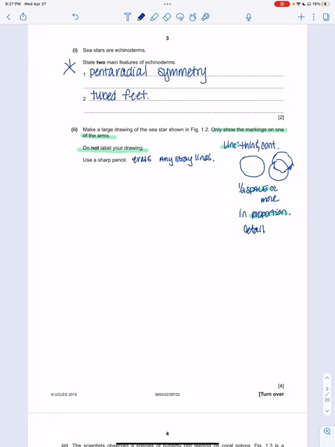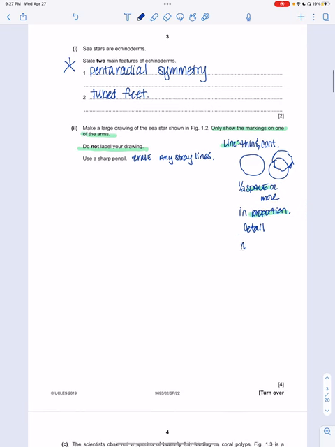Okay. Sketch-like drawing not appropriate. Therefore, the mark should not be awarded. No shading, no color. Half the space or more.